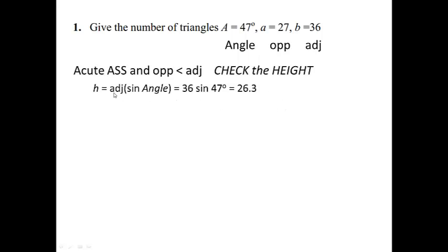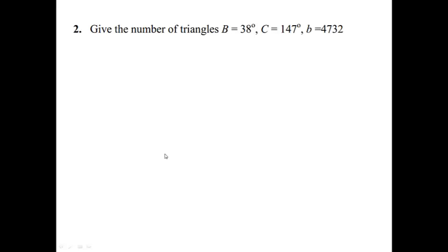The height is adjacent times the sine of the angle, so that's 36 times the sine of 47 degrees, and we get 26.3. 26.3 is smaller than the opposite, so that means the height is smaller than the opposite. We have three triangles. Got a 36 for the adjacent, 27 for the opposite, and 26.3. So there's two triangles.